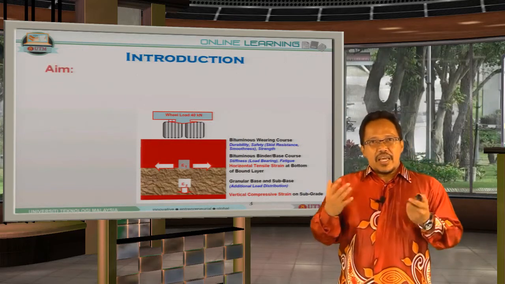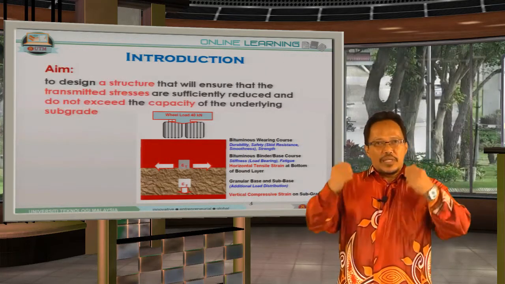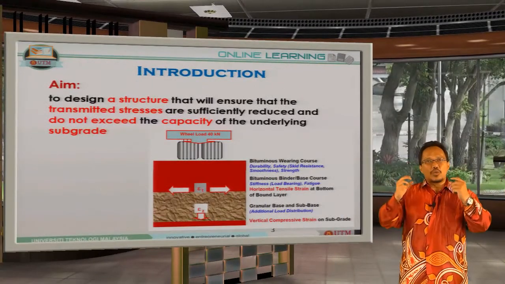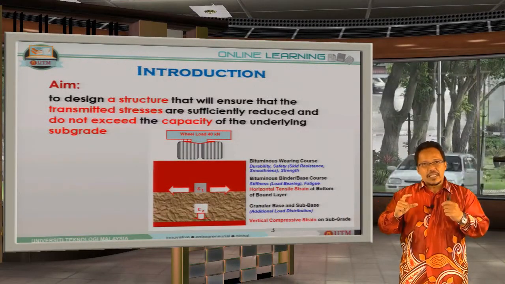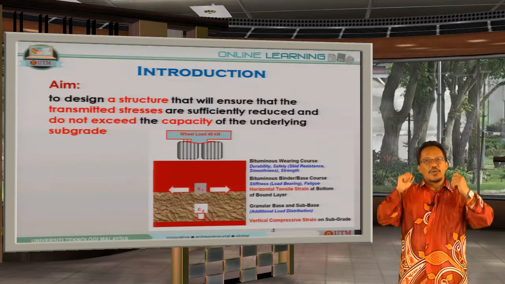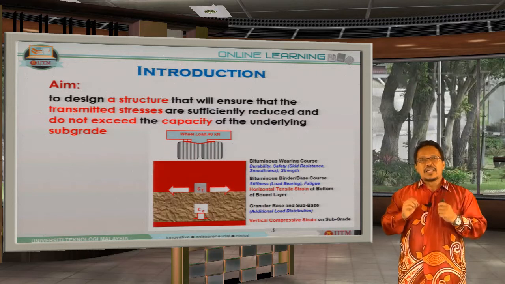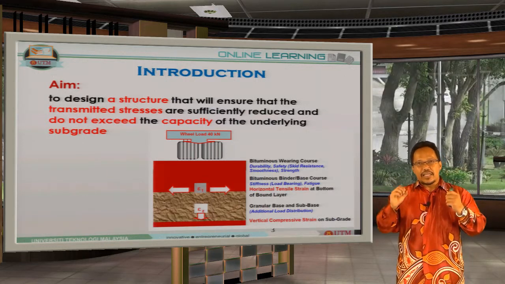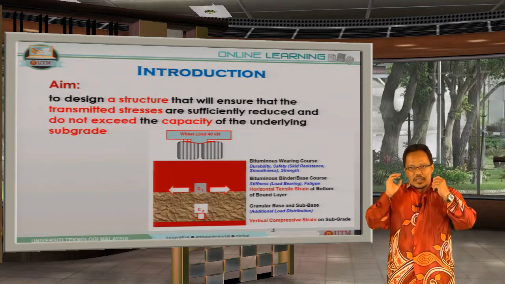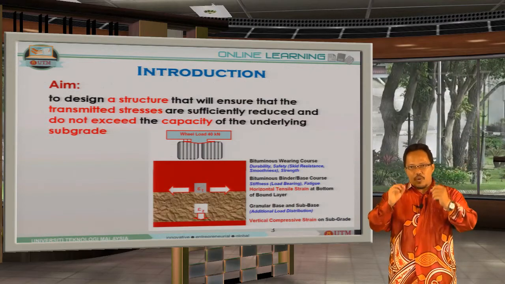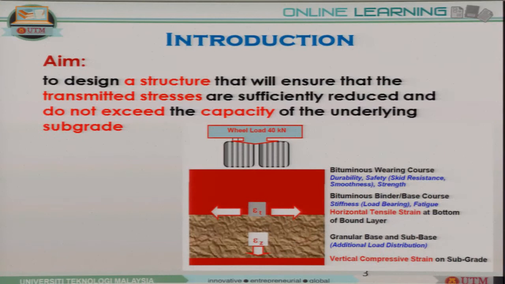Okay, the aim of the design is to design a structure that will ensure that the transmitted stresses are sufficiently reduced and do not exceed the capacity of the underlying subgrade. The two stresses and strains that are important are the horizontal tensile strain at the bottom of the bound layer and the vertical compressive strain on our subgrade. Those two values should not be exceeded.